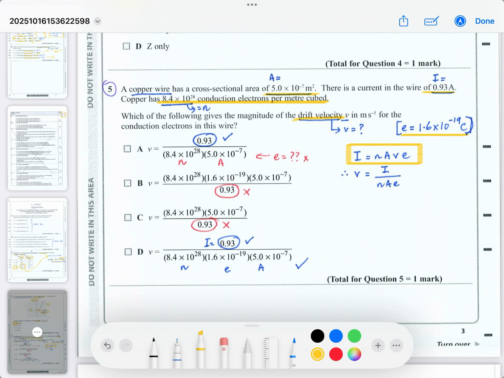If you write the equation with v as the subject, you'll see that v equals I over nAe. So we want I on the top, and only two of them have I on the top, A and D. So it has to be A or D. Then you need 3 terms on the bottom: n, A, and e. And you can see this one's got e missing. So the answer should be D. There's n, there's A, and there's e. So the answer is D.